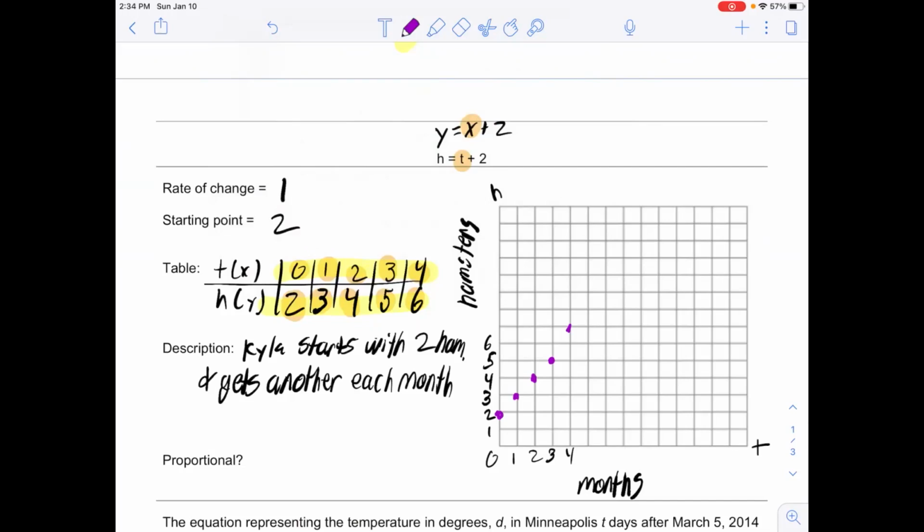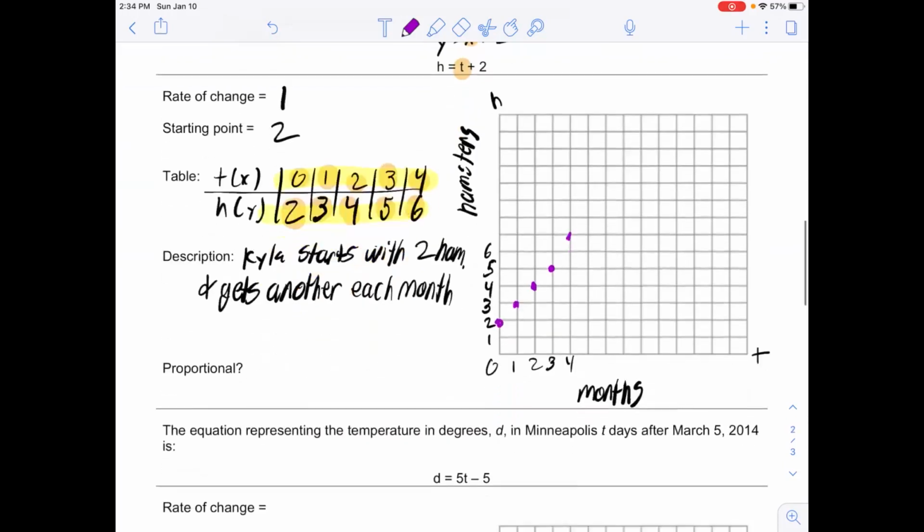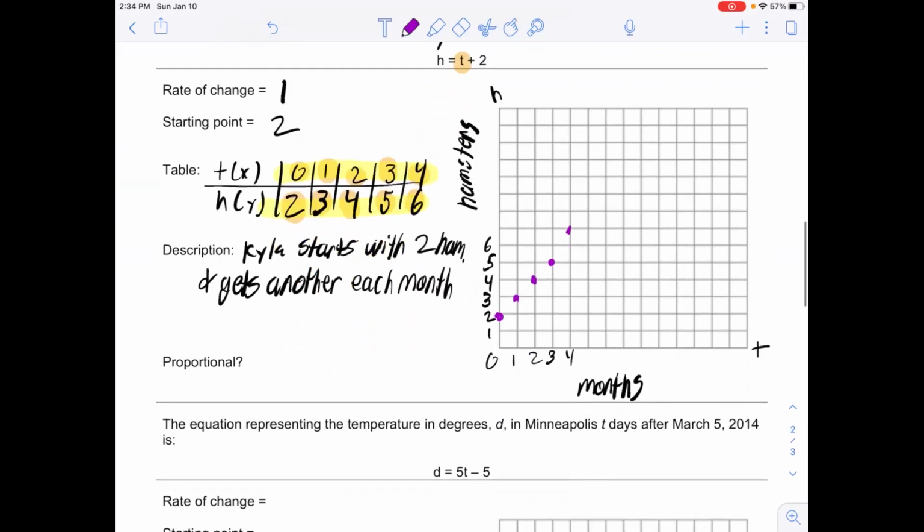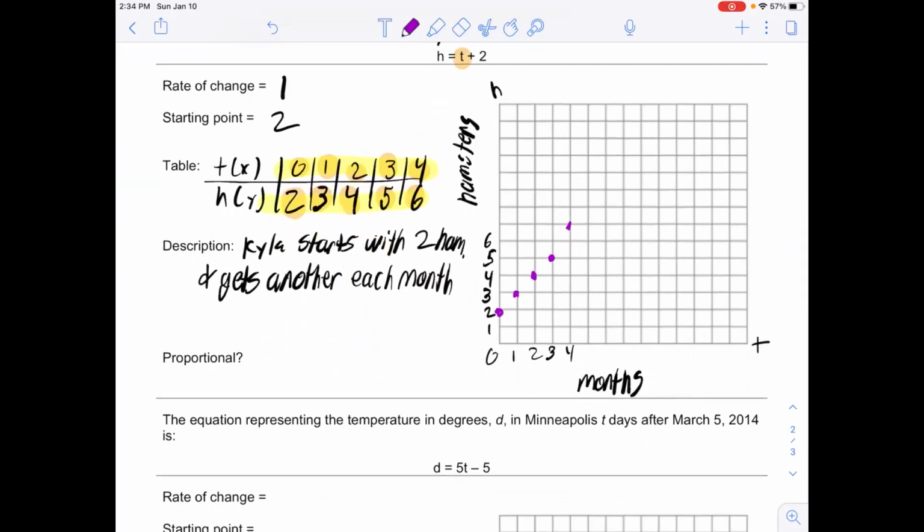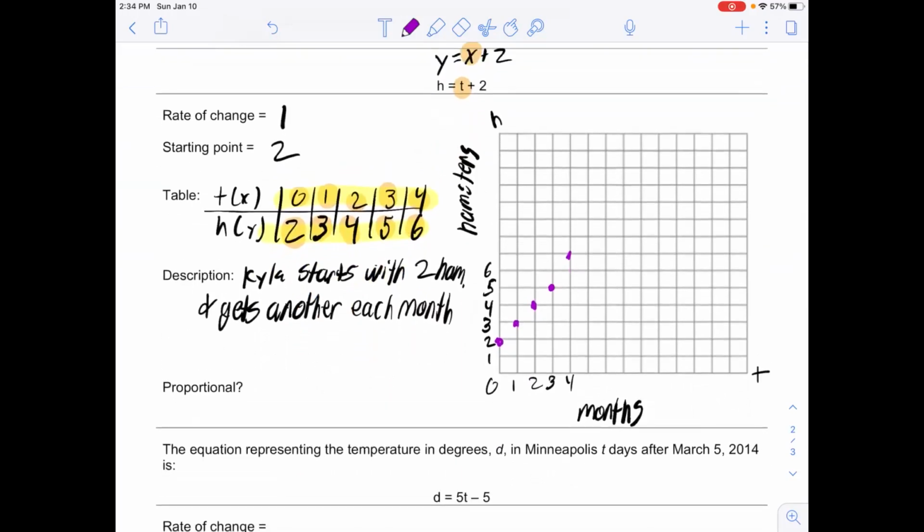So now I want to know if this is proportional or not. So your first question that you are putting into your check for this video is I want you to tell me, is this a proportional relationship or not? Looking at the graph, looking at the equation, looking at the table, is this a proportional relationship? Your answer should be yes or no. Don't add other words, just yes or no. This is your first question for this check.